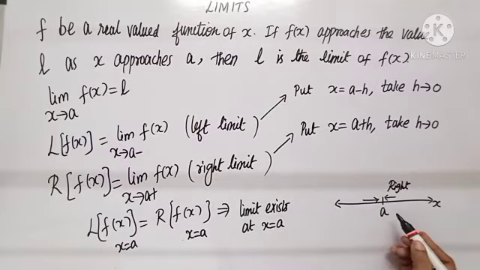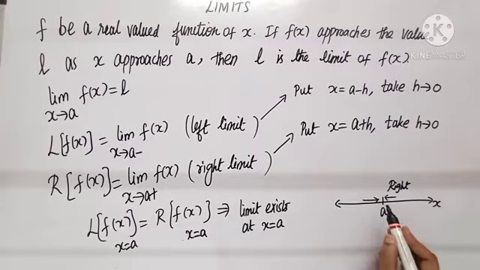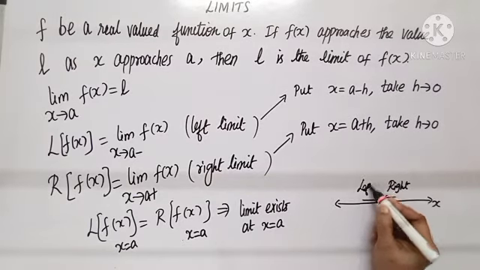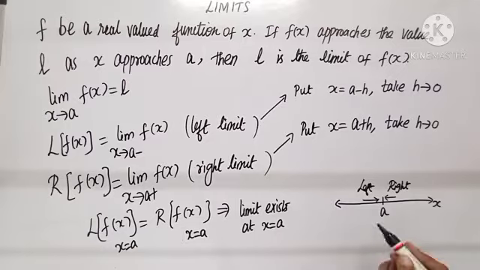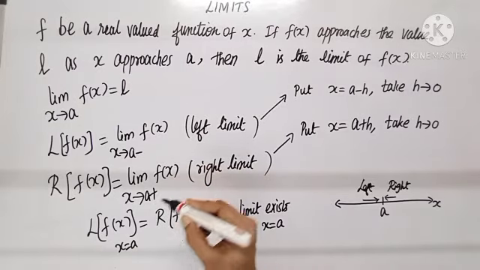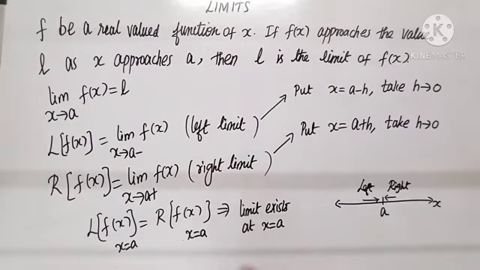The same idea, I can approach A from the left. What does it mean? Values below A, values to the left of A. So this I call left limit. Suppose left and right are equal. We declare limit exists at x is equal to A.